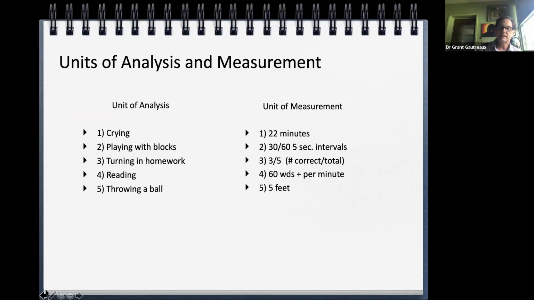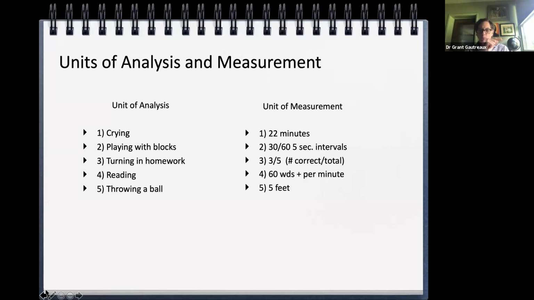If our unit of analysis is crying, we may operationally define it, of course, and then measure it in the number of minutes. If the unit of analysis is playing blocks, we may look at an interval schedule. Turning in homework, event recording, frequency, number of times it occurs. Reading might be about rate. Throwing a ball would be distance traveled, and so on.